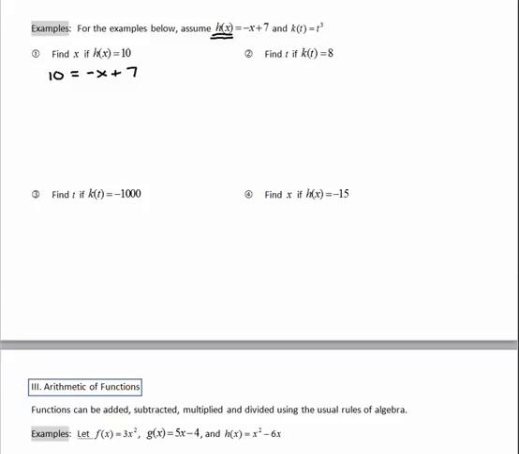And then I'm going to solve the resulting equation. If I subtract 7, 3 is equal to the opposite of x, and then I'll divide by negative 1. So x is negative 3. We'll try that a couple more times. This time I want to find t if k of t equals 8. So I'm going to replace the k of t with the 8 and solve the resulting equation. If 8 is equal to t cubed, then t must be equal to 2.